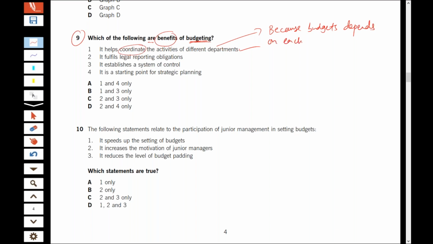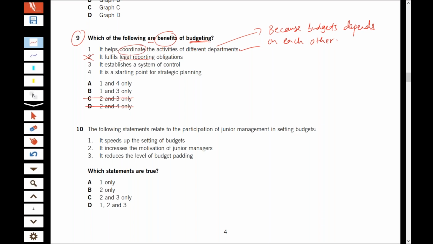Number 2, it fulfills a legal reporting obligation. No. And when I eliminate option number 2, that means C is eliminated and D is eliminated because both include 2. It's not a legal obligation that I prepare my budget. It's my management part that I may prepare my budget according to my desire, according to my targets. I should not consult with the regulatory or legal requirement to prepare the budget.